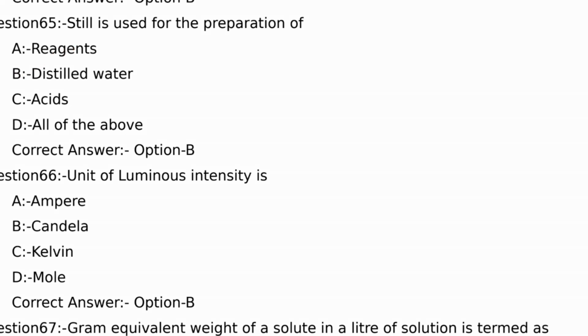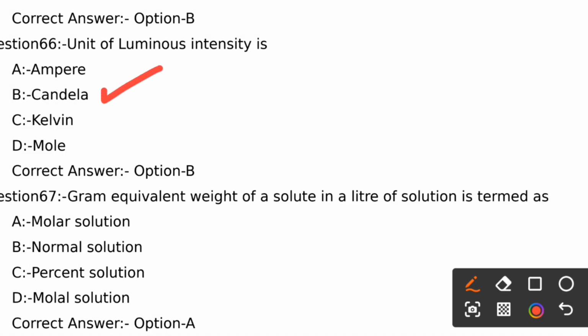Next one. Unit of luminous intensity is option A, ampere. Option B, candela. Option C, Kelvin. Option D, mole. Which of the following is the unit of luminous intensity? The right answer is option B, candela. Unit of luminous intensity is candela.